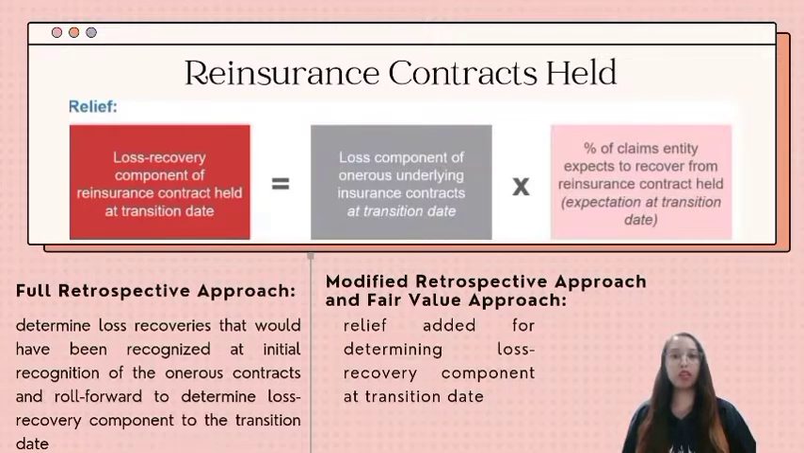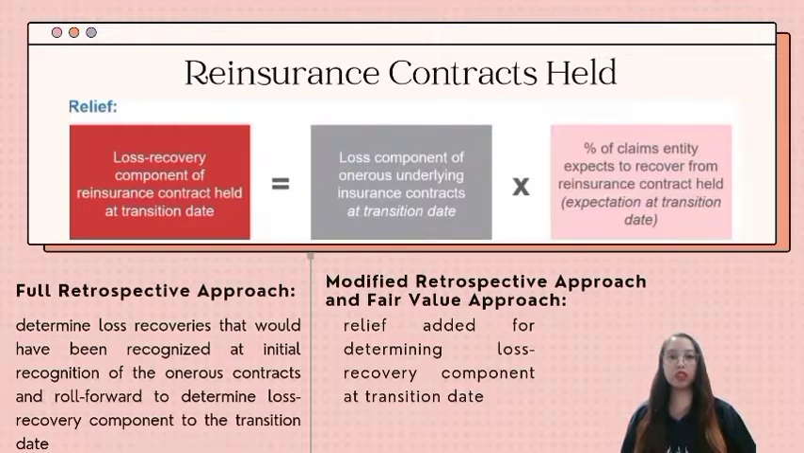So yung una po is about po sa measurement of a loss recovery component on reinsurance contracts held at the transition date. Sa full retrospective approach po, yung entity, kailangan po niyang i-determine yung loss recovery component ng group of the insurance contracts held na dapat i-recognize at initial recognition ng onerous underlying insurance contracts and i-roll forward po yung loss recovery component to the transition date habang ina-apply po yung IFRS 17 requirements para sa subsequent measurement at each reporting date between sa recognition of the onerous insurance contracts and sa transition date.